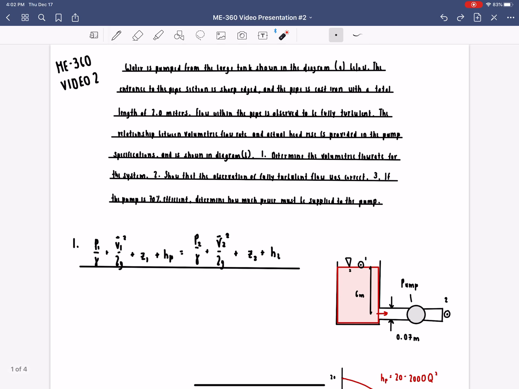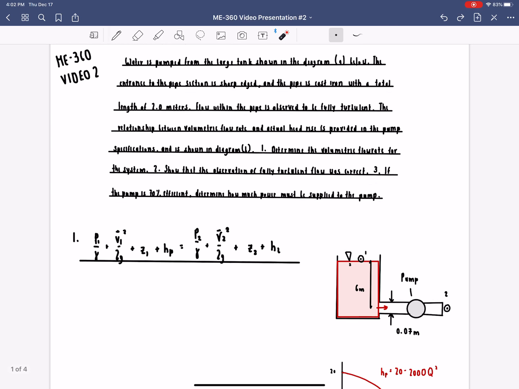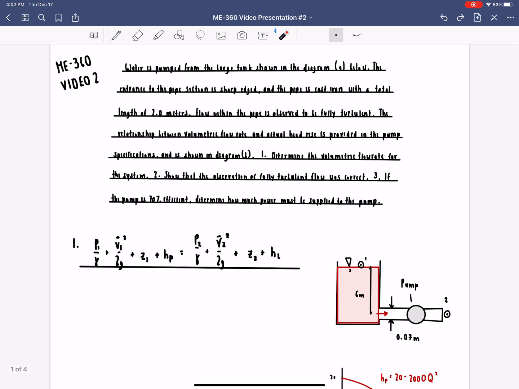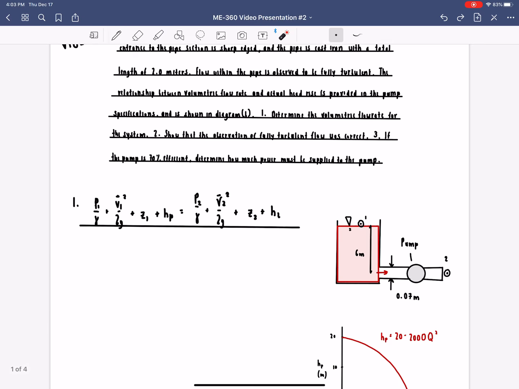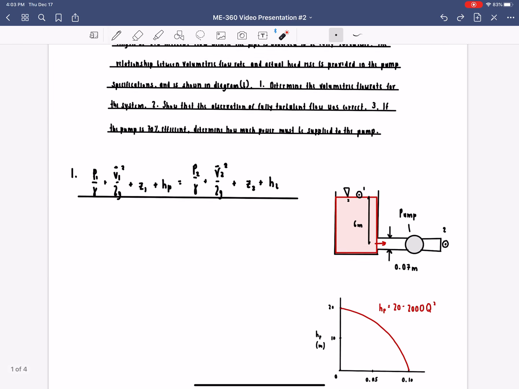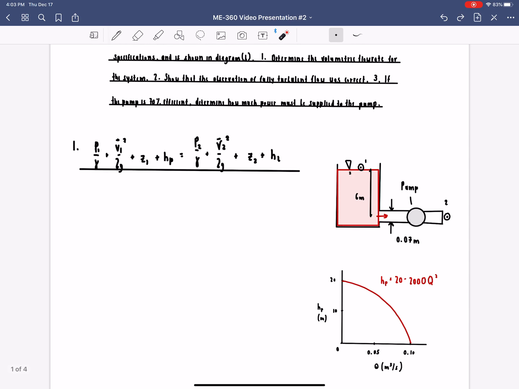So from the problem statement, we know we're going to be using the Bernoulli equation. However, we're going to have to account for the head loss of the whole system pertaining to minor and major, as well as the head gain of the system due to the pump. And they specify the material of the pipe as well as length and diameter, so we'll be good there.